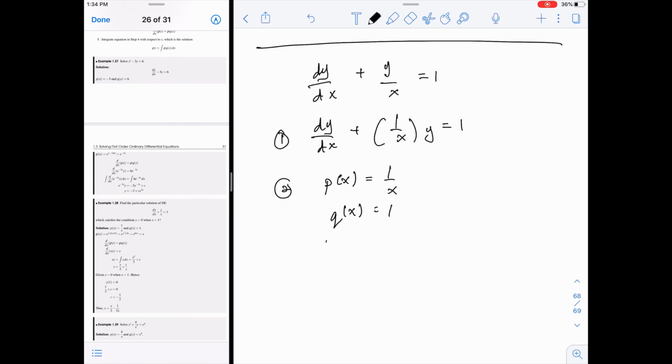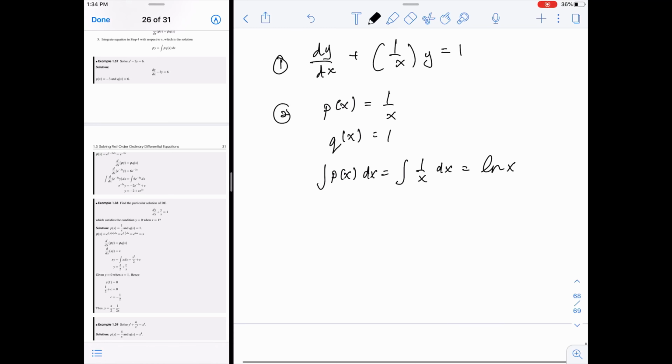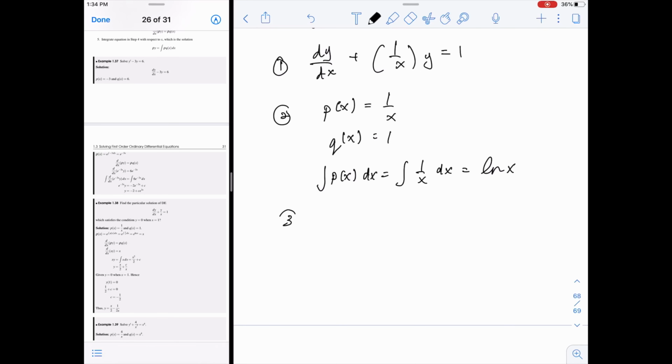Another term you need to have is the integration of P(x) with respect to x, which is the integration of 1 over x dx. You will get ln x. So step number 3, you need to find the integrating factor, where the integrating factor is the exponent of the integral of 1 over x dx, so e to the power of ln x, which cancels off, so you will have x over here.